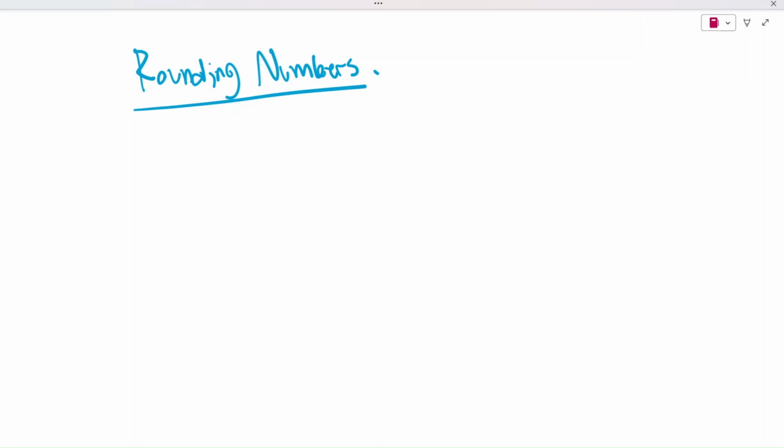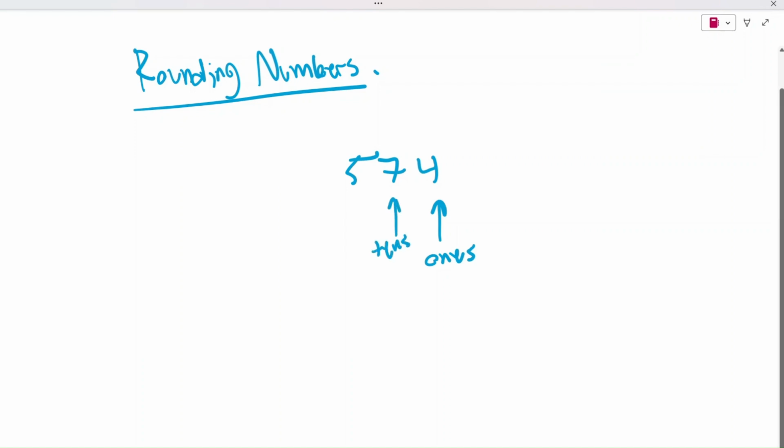So in this video, we are going to be learning how to round numbers. Let's first start off knowing where the digits are. Say we have, for example, 574. We know the element to the farthest right is in the ones location. The middle element is in the tens location. And the digit to the farthest left is in the hundreds location.